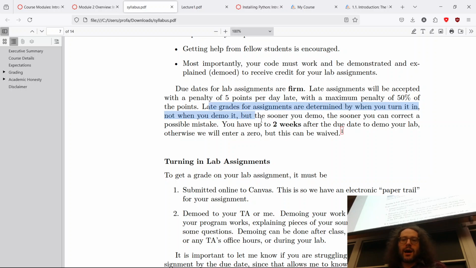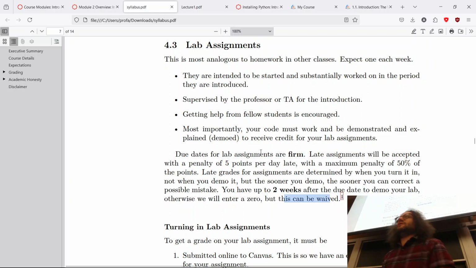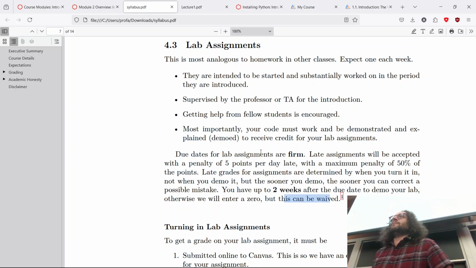Okay. So in the syllabus I have written here, you have up to 2 weeks after the due date to demo your lab. Otherwise, we will enter a 0, but this can be waived. And I have a big footnote there. So the reason I have this in here is specifically to counter essentially really bad actions on the student's part, where I've had issues in past semesters, like pre-COVID and during COVID, where students would try to demo everything all at once. They didn't do their work, and then they try to turn it in all at once, and then I'd be sympathetic and I'd give them the chance to demo it all at once.